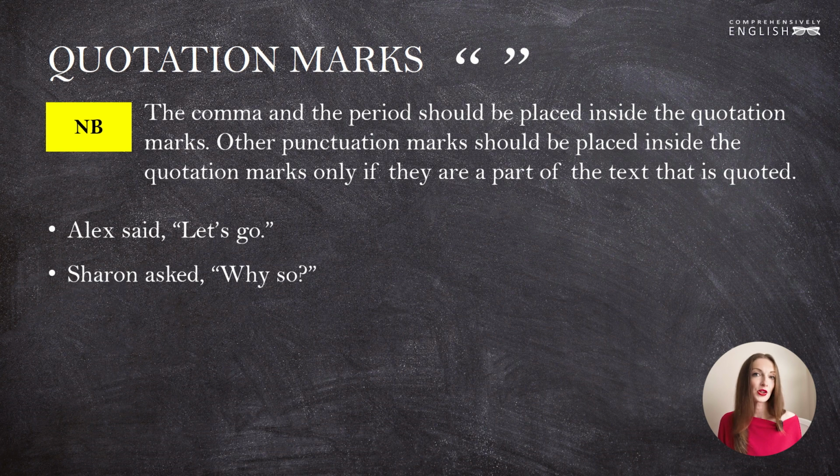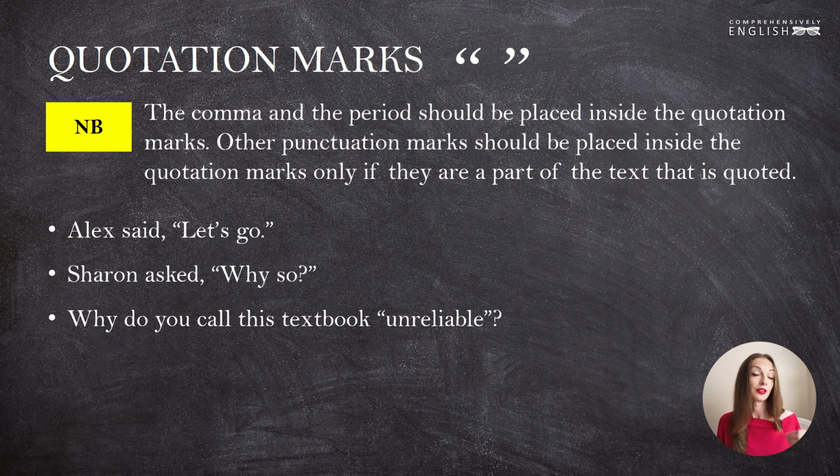Sharon asked, "Why so? Why do you call this textbook unreliable?" You see that in sentences number 1 and number 2, both the period and the question mark are parts of what other people have said. So they are parts of quotations. Whereas in the last example, the question mark does not belong to what is being quoted. Only "unreliable" is somebody else's idea, somebody else's word. The question mark belongs to the original sentence: why do you call this textbook this or that way, right?